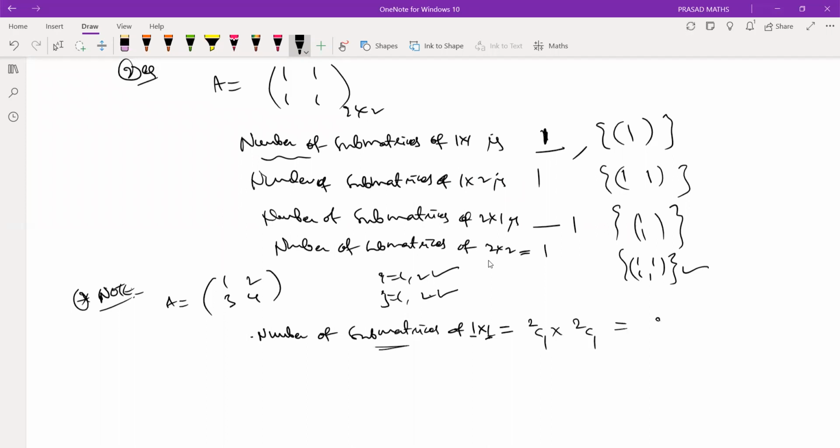So therefore 2 into 2, that means essentially 4. Similarly, number of submatrices of order 1 by 2. How many rows do I need? One row from two rows, 2C1. How many columns do I need? Two columns from two columns, 2C2. So that means 2C1 into 1, this is equal to 2.